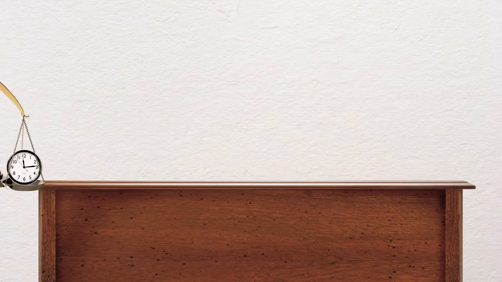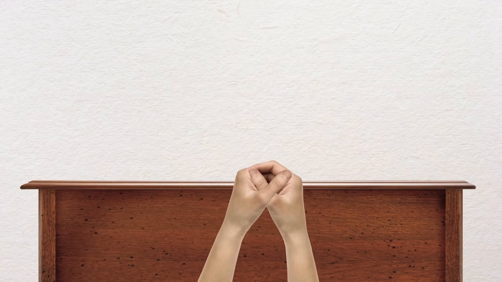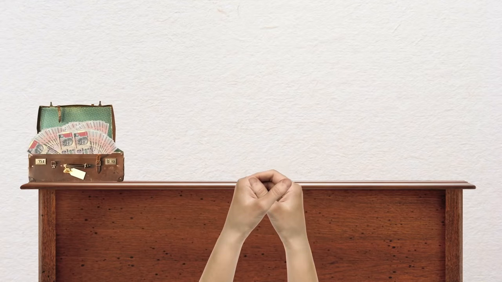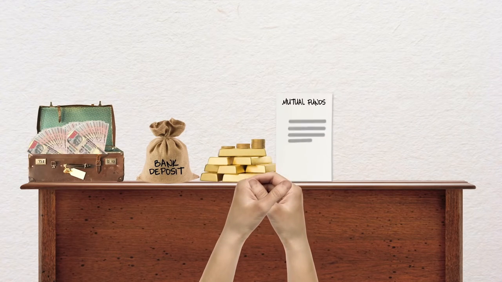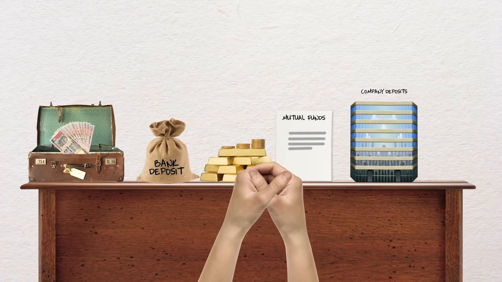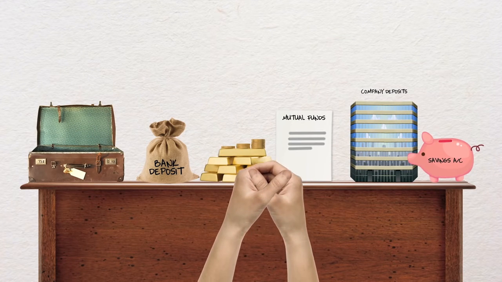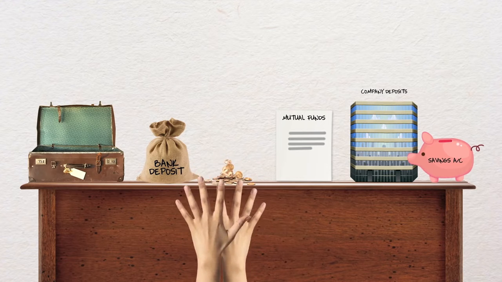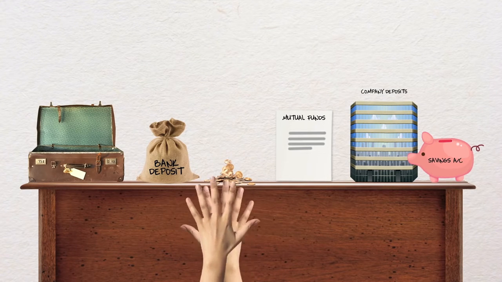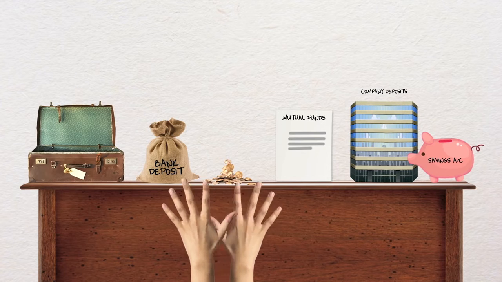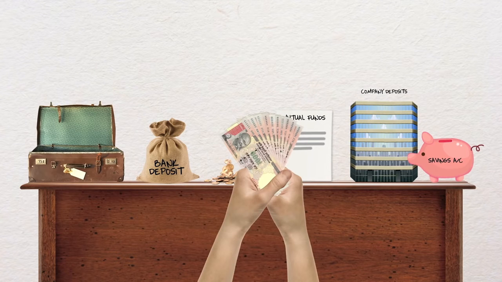On the other hand, consider this. You divide your investments more wisely in bank deposits, gold, mutual funds, company fixed deposits, and a savings bank account. Now in the event of gold prices falling, the downside is restricted to a smaller investment amount, and for any sudden money requirements, you have a savings account that is easily accessible.